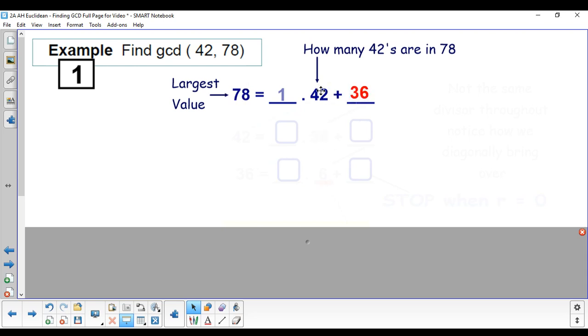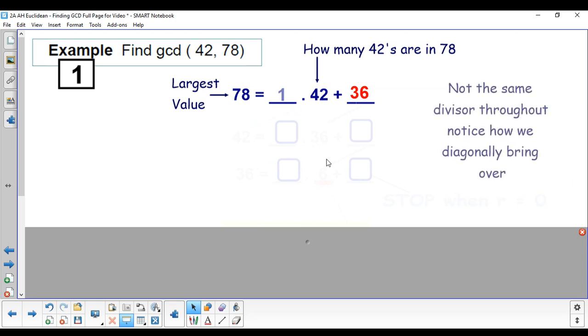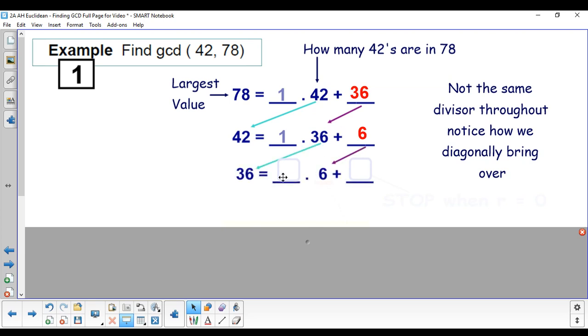The difference is when you were using number bases and so forth, it was consistently the same number all the way down. But we don't do that here. It's not the same divisor throughout. We're going to go diagonally. What I mean by that is instead of having, let's say, changing to binary and having 2 2 2, we bring the 42 down. So then how many 42s are in 36? 1. And what's left over. And then diagonally again, you bring down, and how many 6s are in 36? 6. And what's left over.